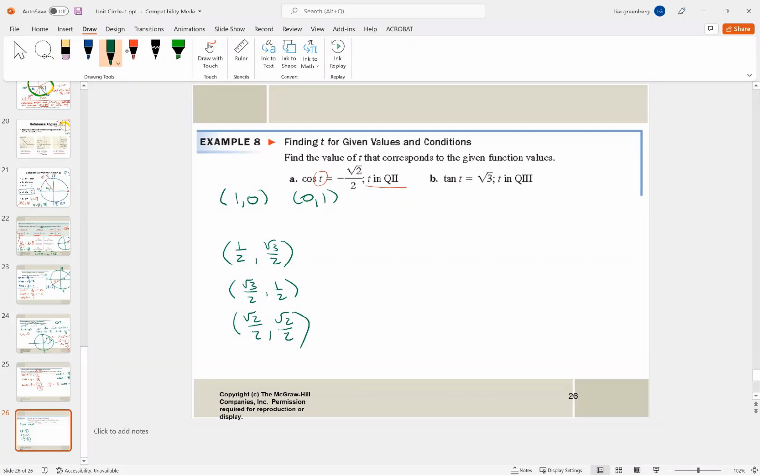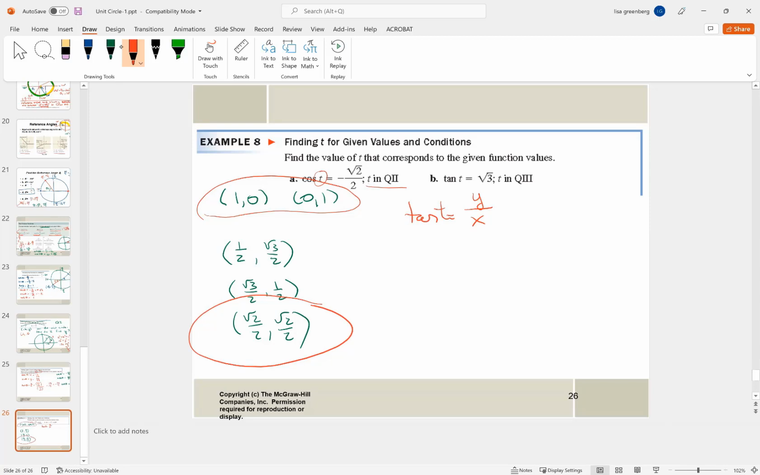Now we know that tangent is going to equal y over x. So I can pretty much eliminate right here those two because one's going to be undefined and one's going to be 0, if I put the y over x. And I can eliminate this right here because the square root of 2 over 2 over the square root of 2 over 2 is always going to equal 1. And my value is square root of 3, so it can't be 1.